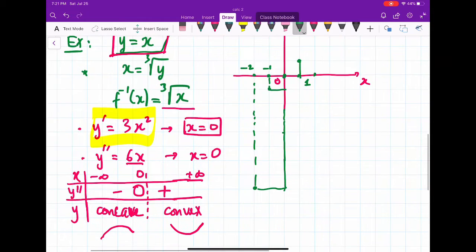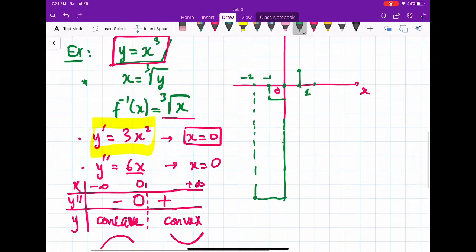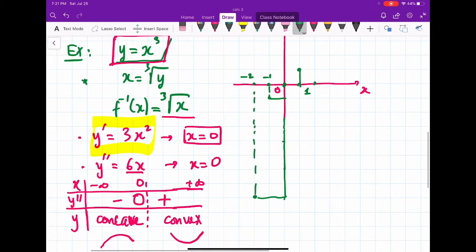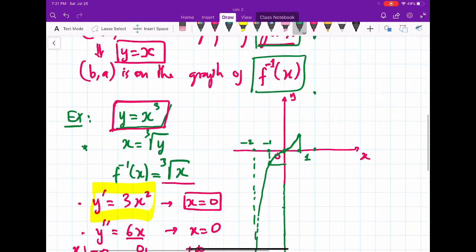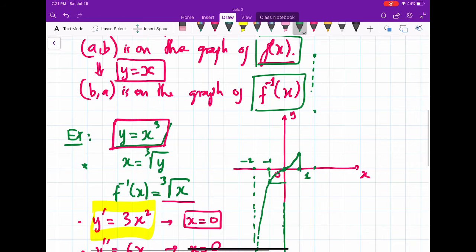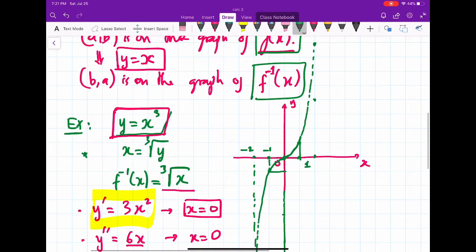And we know when x is less than 0, the function is concave. So I can draw like this. Okay, so I can continue that. And in here, the function is convex. So that means we have this part, and then something like this. Okay, and that is the graph of the function y equal to x cubed.